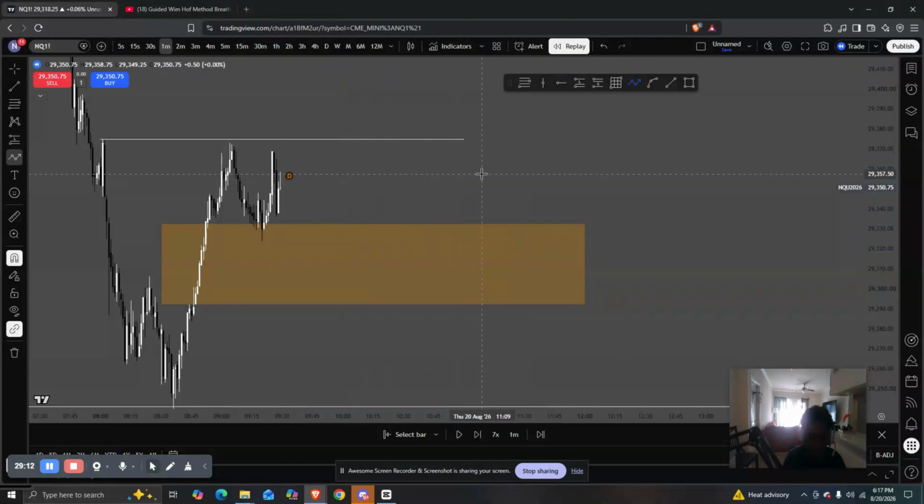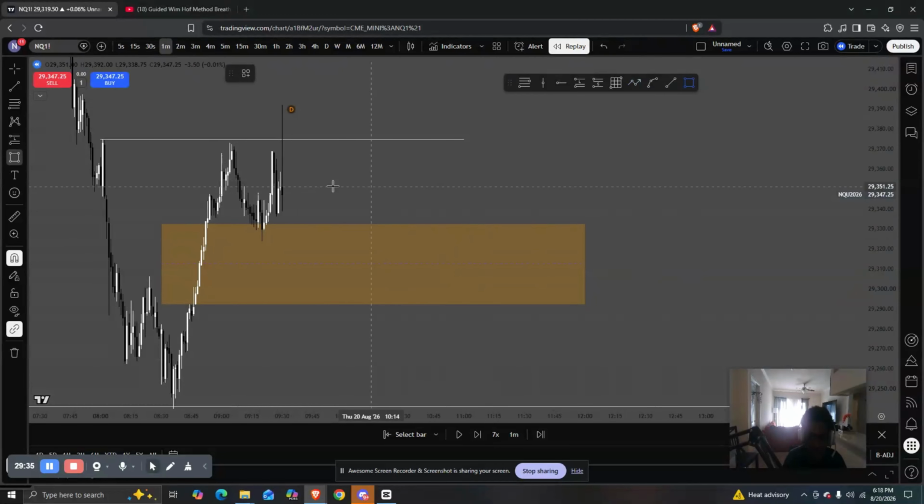Or we could treat this as the accumulation. We have our unmitigated, and then we could just go lower, target the intermediate low as a range low, and then continue lower towards the daily. So these are our two options the market gives us at open. As we play it out, let's see what happens.